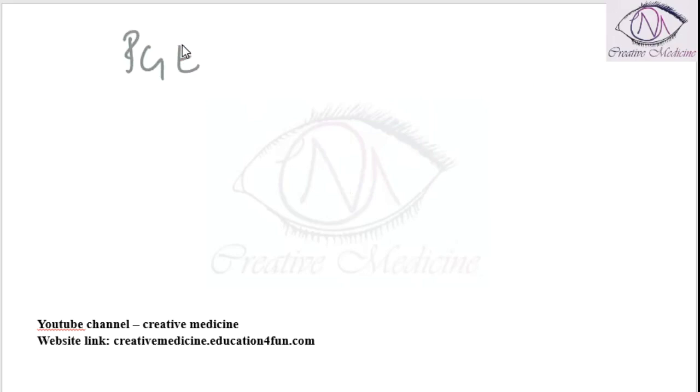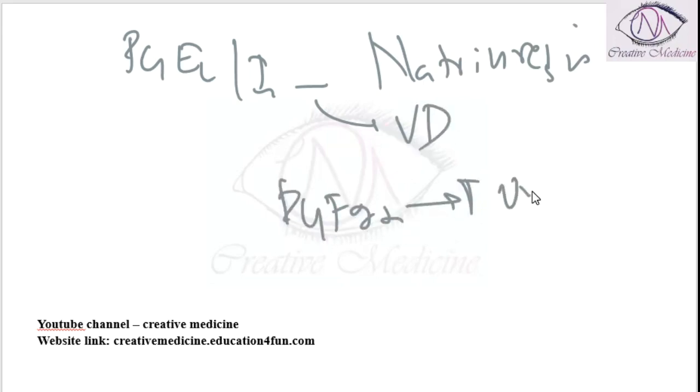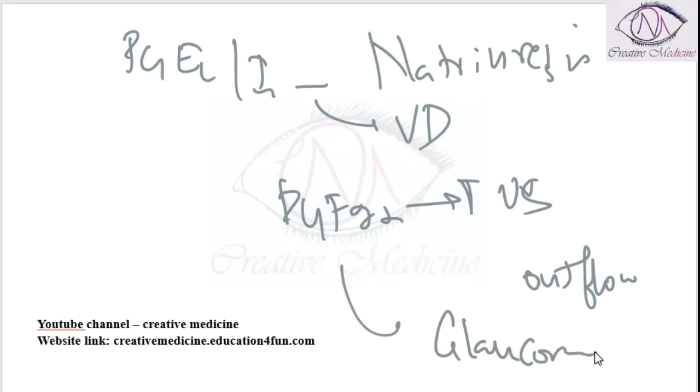Then PGE2 or PGI2 is important and it causes natriuresis and it also causes vasodilatation. PGF2 alpha will increase the uveoscleral outflow and thus these congeners are used in glaucoma.